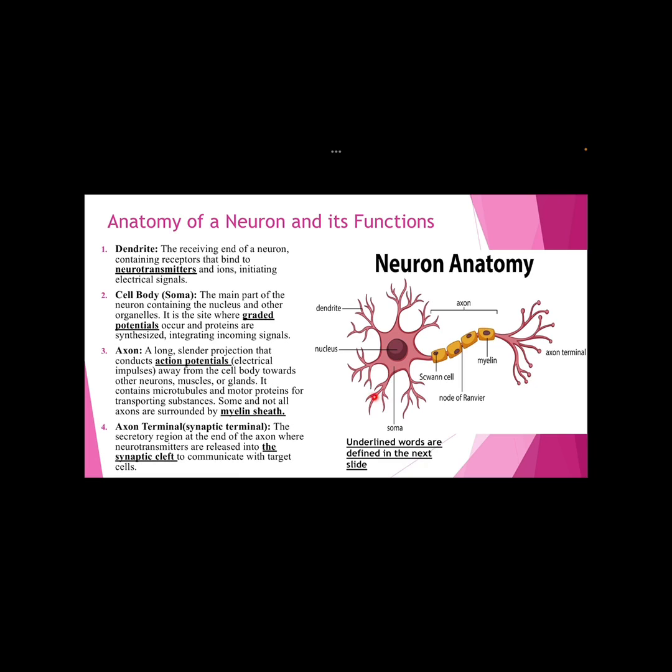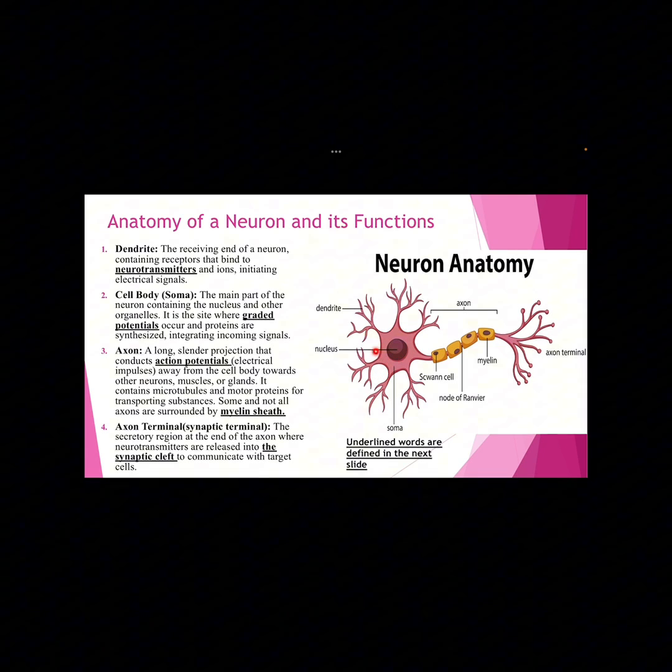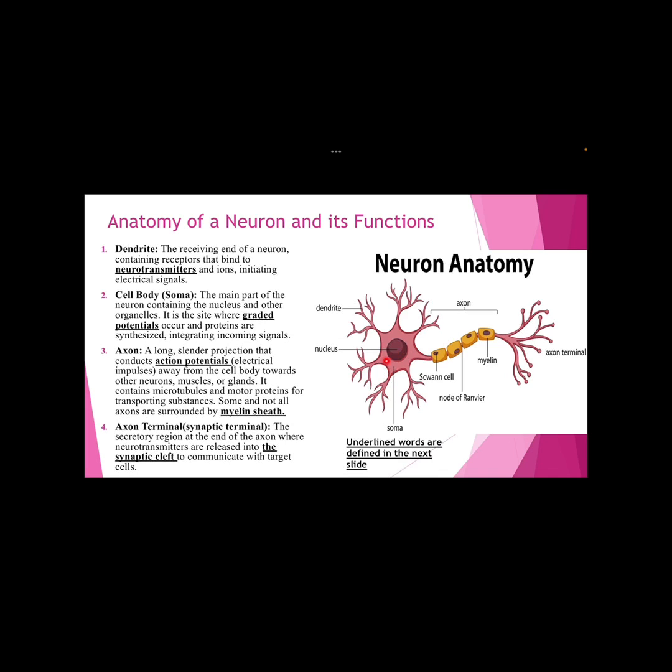Those dendrites, they are the receiving end of a neuron, and they have receptors to bind to the neurotransmitters, and they will start initiating electrical signals. Those electrical signals will pass through the cell body, which contains the nucleus and other organelles. The cell body is the main part of the neuron, and it is the site where graded potentials occur and proteins are synthesized. So inside the cell body we will have graded potentials. Graded potentials are some changes in the membrane potentials that will later sum up. They will sum up inside the axon to generate an action potential.